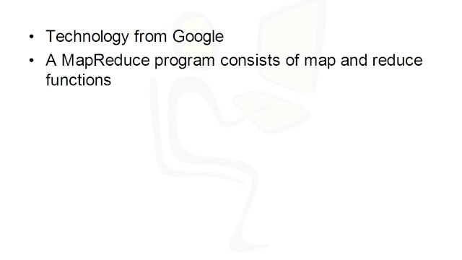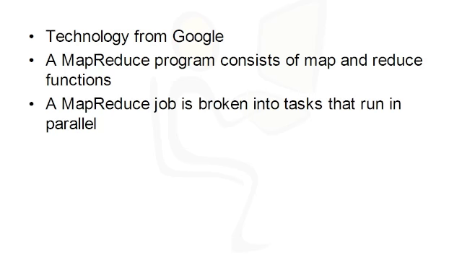A MapReduce program consists of two types of transformations that can be applied to data any number of times: a map transformation and a reduce transformation. A MapReduce job is an executing MapReduce program that is divided into map tasks that run in parallel with each other and reduce tasks that run in parallel with each other as well.